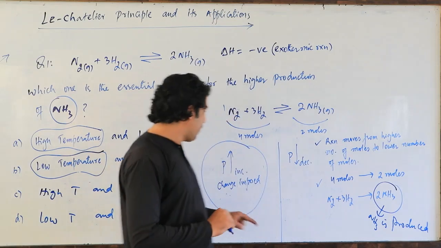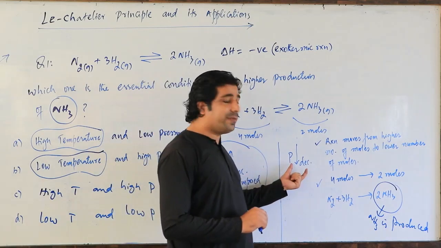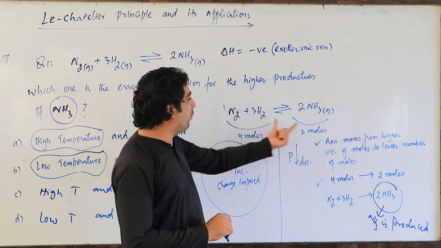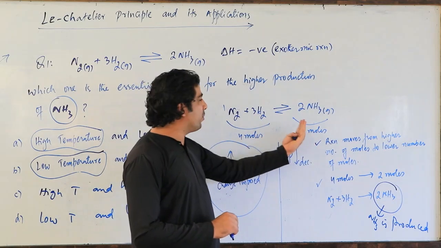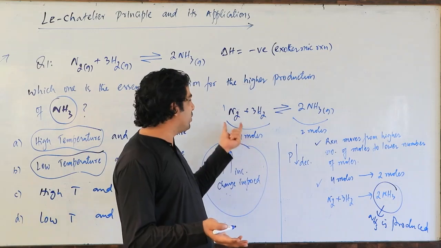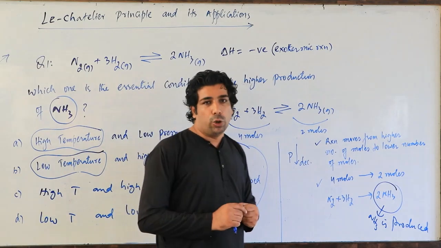Let us suppose, I will change it. If it is low pressure, then the chemical reaction will increase the pressure. It will move from 2 moles to 4 moles. That means it will go from 2 to 4, and then it will go in which direction? Backward direction. So you can't produce ammonia. You can produce N2 and H2 at that time. So exactly the opposite will be the case with low pressure.